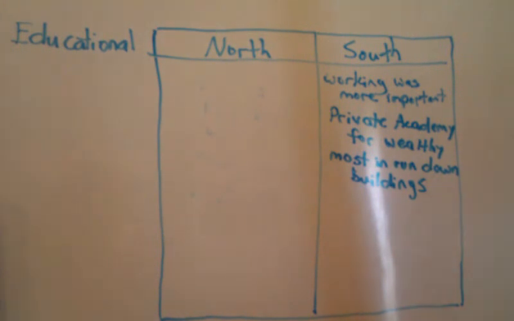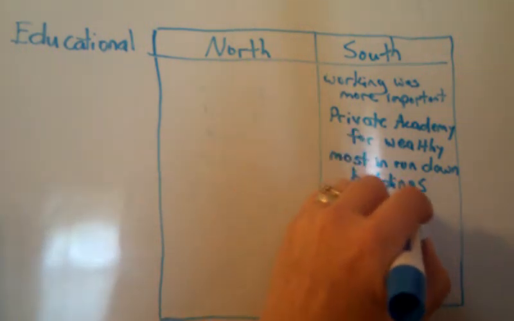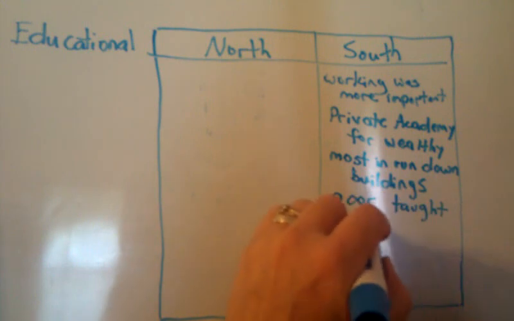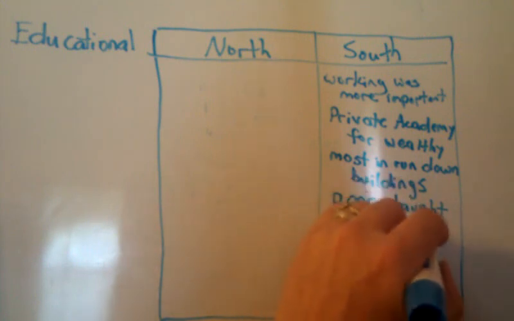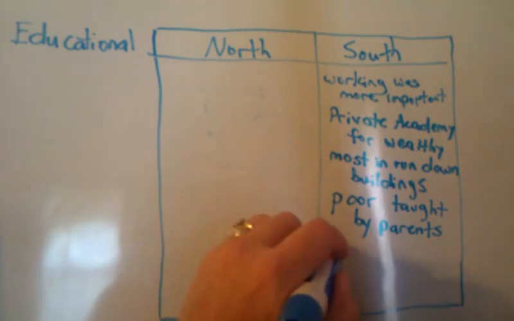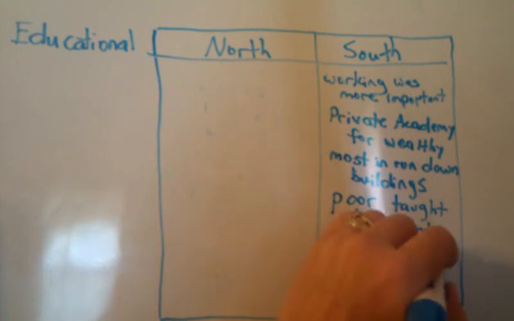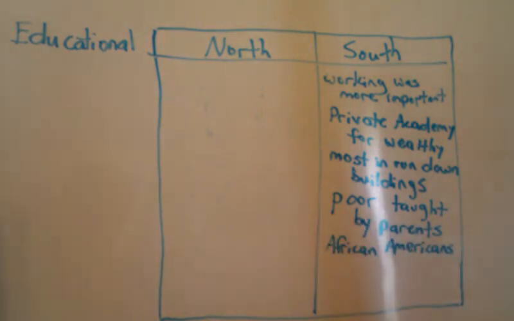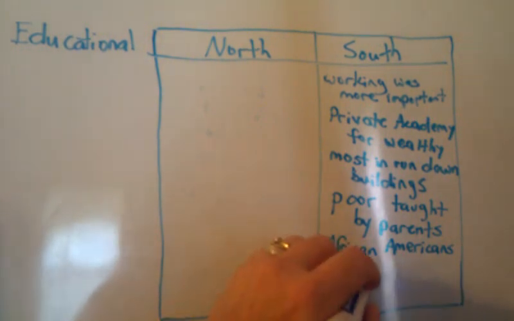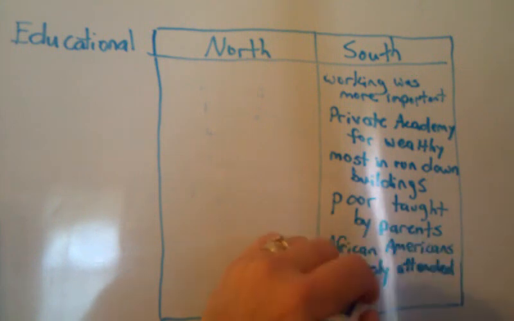Poor children were taught by their parents. And many of their parents couldn't read or write either. So the education in the South was very poor. African Americans were rarely given the opportunity to attend school. So they rarely attended school.